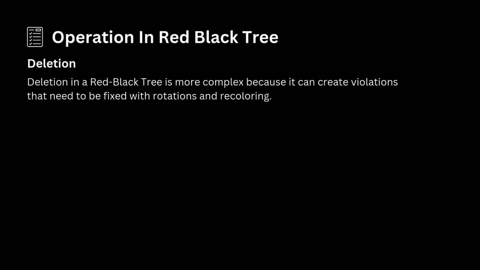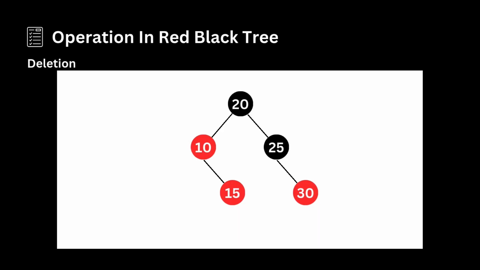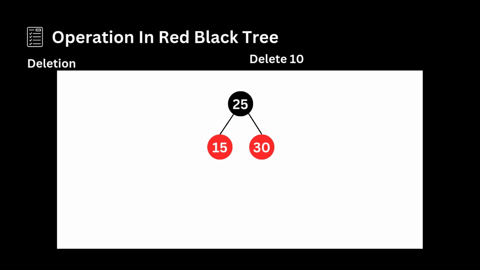Now let us see the deletion operation. Deletion in a red-black tree is more complex because it can create violations that need to be fixed with rotations and recoloring. Here is a simplified example. Delete 10 from the tree. Remove 10. Recolor or rotate as needed to maintain balance and red-black properties.